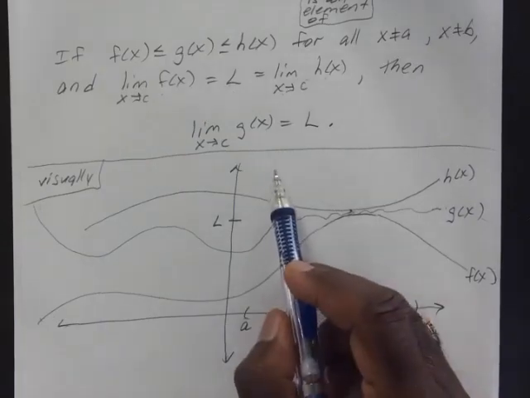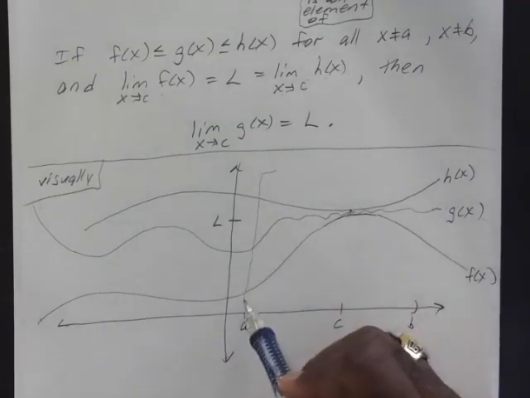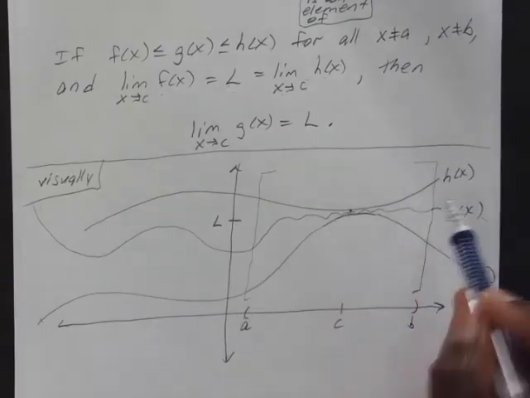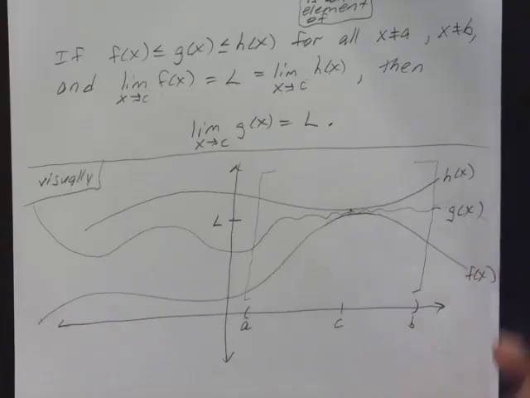Remember, we're just looking at this interval here. Now, outside of here, this could fly up past it, and we're not even worried about that, just between that a and b.